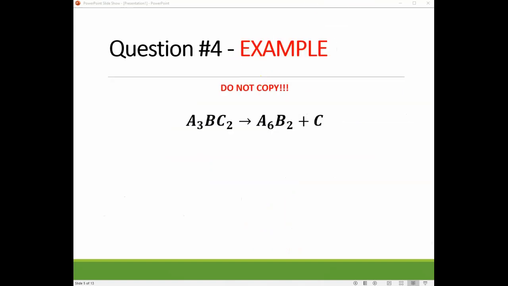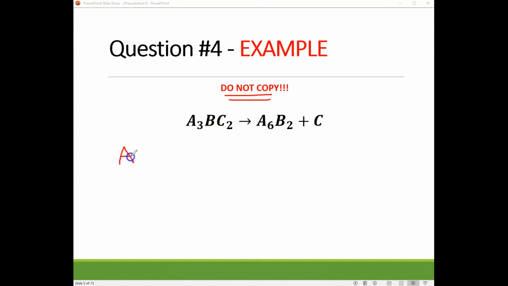All right, let's go ahead and take a look at question number 4. Question number 4 is how to balance an equation. I'm going to go ahead and do an example. This is not a formula that anybody has, so please do not copy this. All right, so again, do not copy. You will get the wrong answer if you try to copy this. All right, so let's go ahead and take a look here.